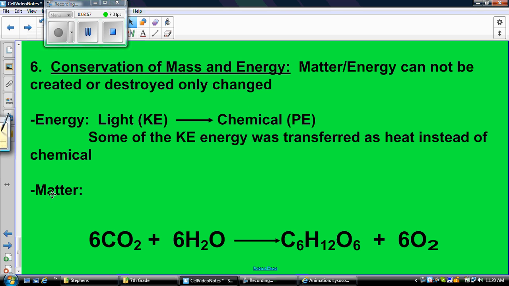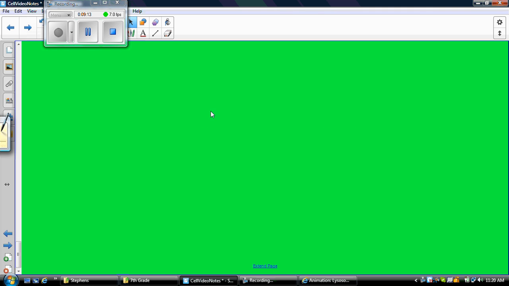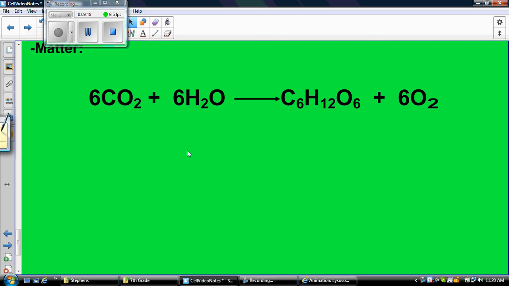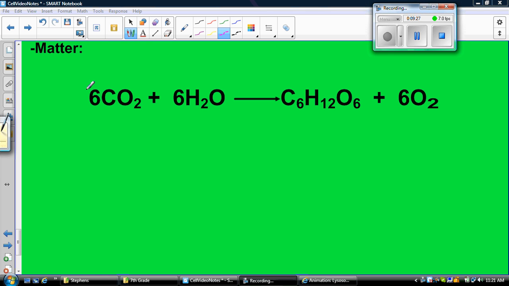The same goes with the matter. Okay, so if we look at this equation, it's the same equation, but you'll notice there's some numbers in front of these compounds. These numbers, the 6, are called coefficients. So basically what that means is, if we just took the equation and we took away the 6's. Let me find my eraser for just a minute. Okay, so let's say that we take out the 6's. Let's pretend they're not there right now. Okay, that's just the equation that I gave you for photosynthesis.